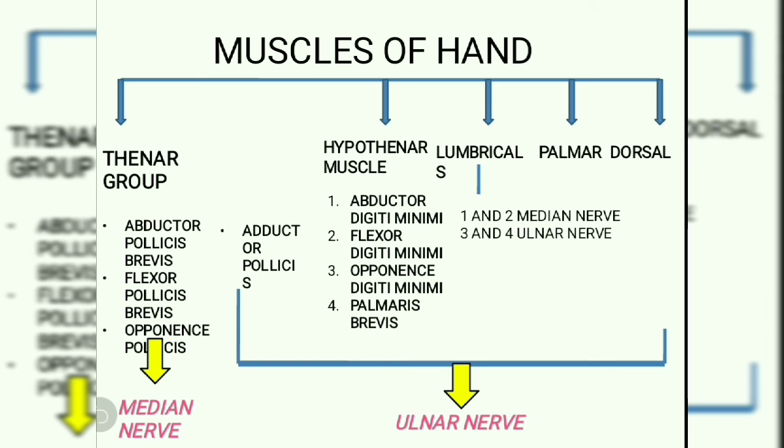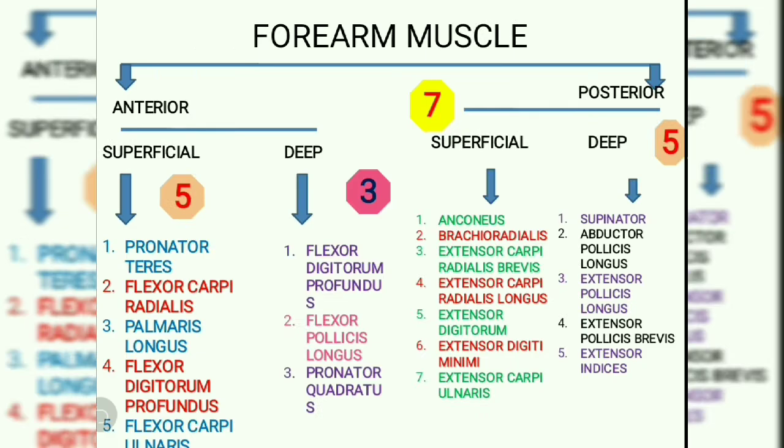Under the hypothenar muscles, there are 4 muscles: abductor digiti minimi, flexor digiti minimi, opponens digiti minimi and palmaris brevis. Then lumbricals, there are 4 lumbricals, then palmar interossei and dorsal interossei. Next, I am going to discuss the nerve supply.